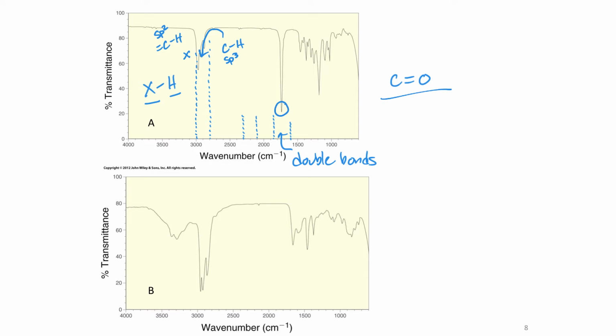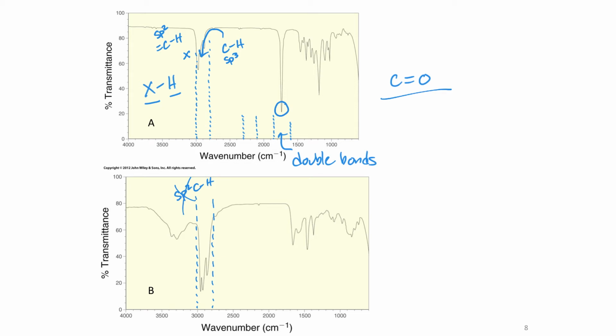So let's look at spectrum B. We're going to draw the same lines again. I want a line at about 2800. That's our bonds to H. I want a line at about 3000. That distinguishes the hybridization of the carbon attached to the H. And again, you can see there are no sp2 CHs, so I don't have any alkenes in this example.